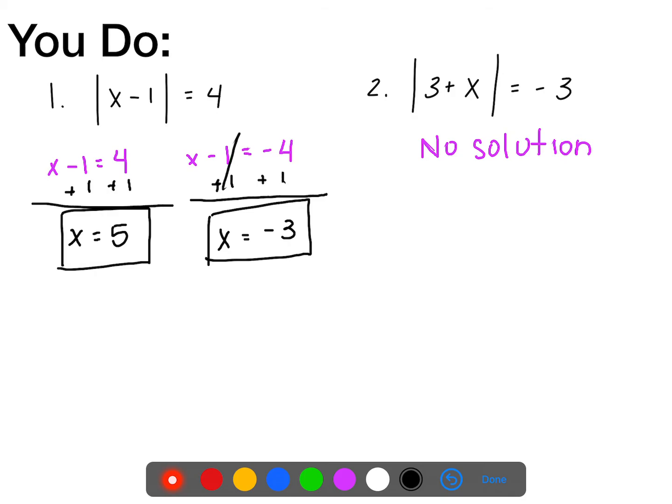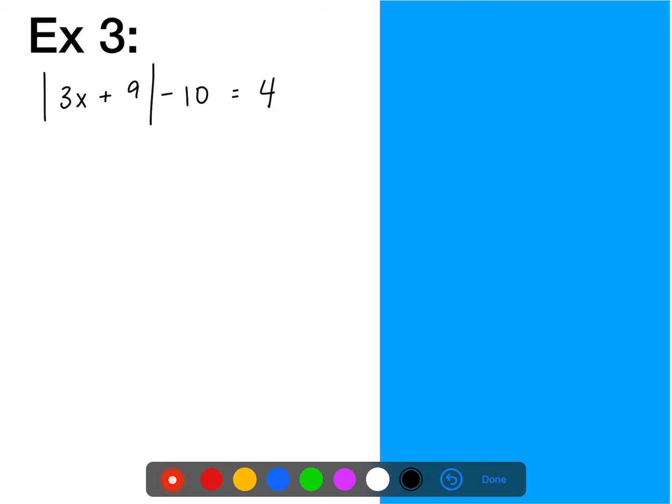Ready to spice it up a little bit? Absolute value of 3x plus 9 minus 10 equals 4. What's different? Gotta have two numbers on the outside. Yeah, I've got this minus 10 hanging out next to my absolute value, right? And I know I need my absolute value all by itself. So before I do anything else, I've got to get that absolute value all by itself.